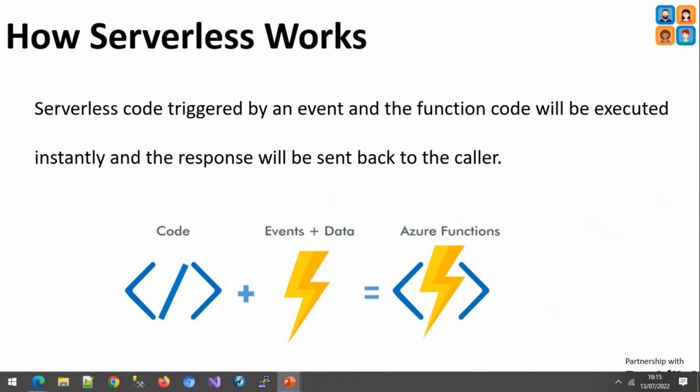Okay, so how does serverless work? I have taken a very simple example of Azure Functions. There will be code, and an event will be triggered with a set of data, and the code will be executed. Then the results will be sent back to the caller. So that's the way serverless functions, or serverless, work.